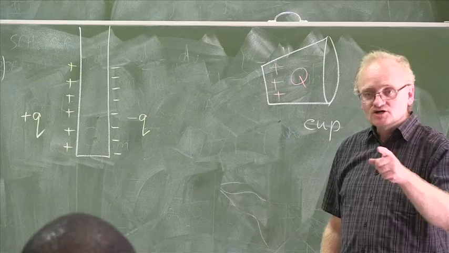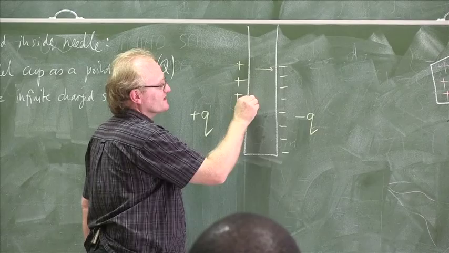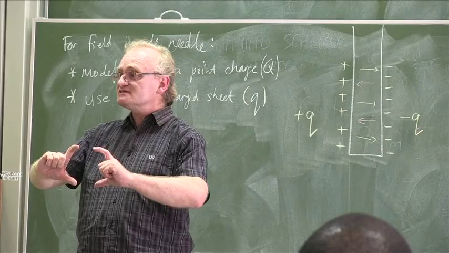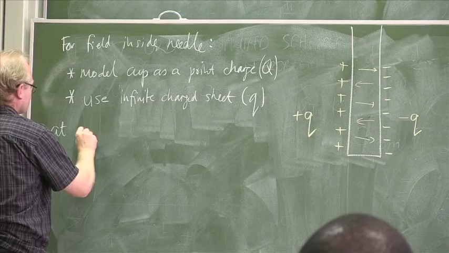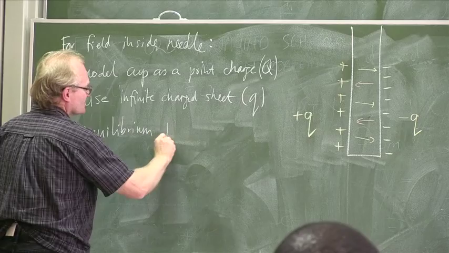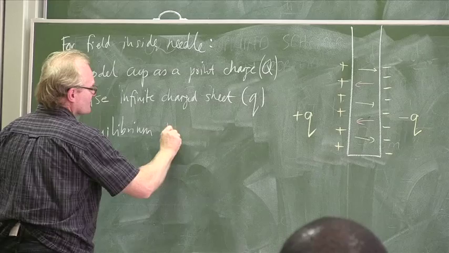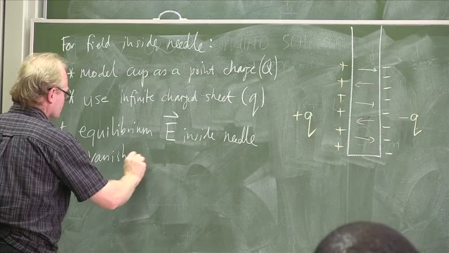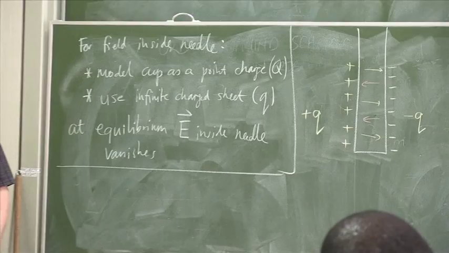Good. So inside the needle, the field due to these charges will be in that direction, right? Whereas the field due to the cup will be in that direction. And we know that at equilibrium, the field inside a conductor is zero. So at equilibrium, E inside the needle vanishes. Good. This is one of the ideas that we are going to use. So we'll develop that further. What is the other idea that we will use?